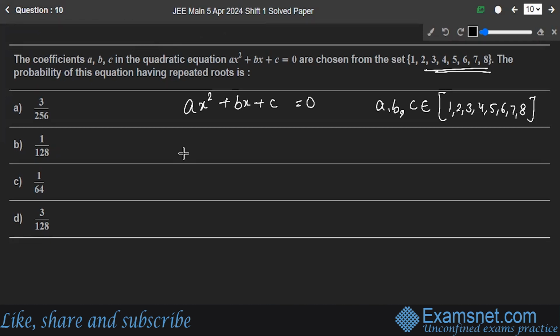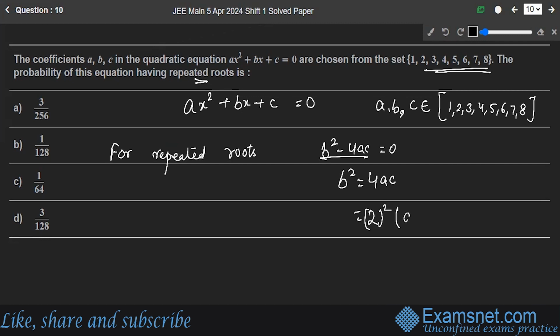Now, for the probability of this equation having repeated roots, so roots can be repeated. For repeated roots, you know the roots are equal, and that is the case when the discriminant is equal to 0. b square minus 4ac, this is your discriminant. This gives you b square is equal to 4ac. 4 is a perfect square, so that means for this to be true, ac should be a perfect square as well.